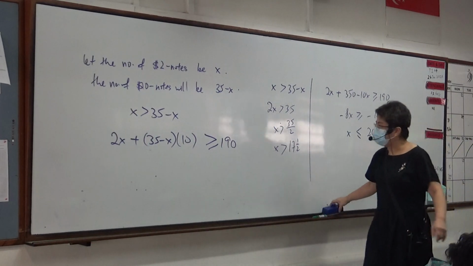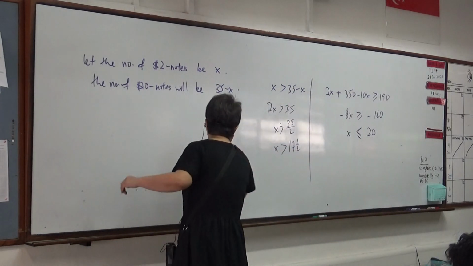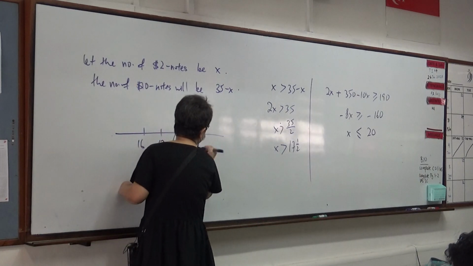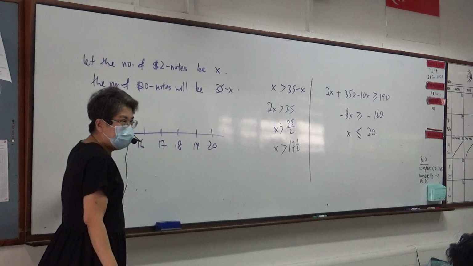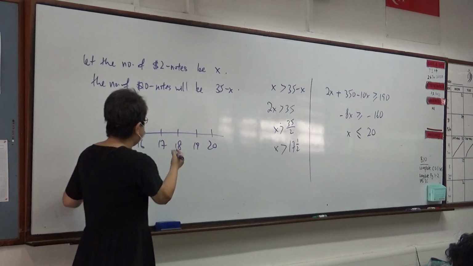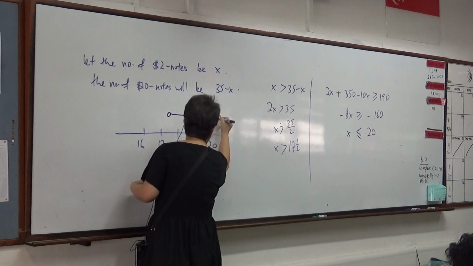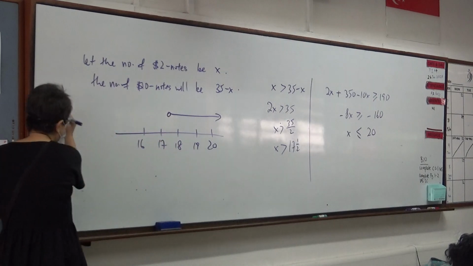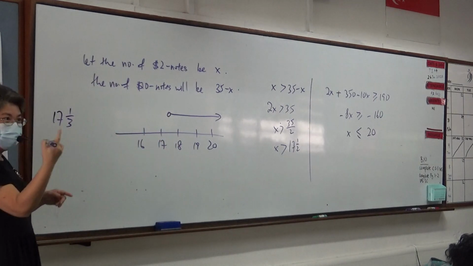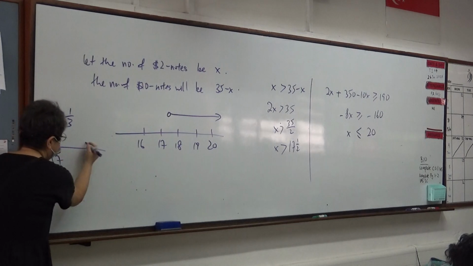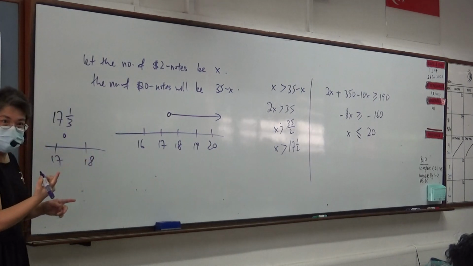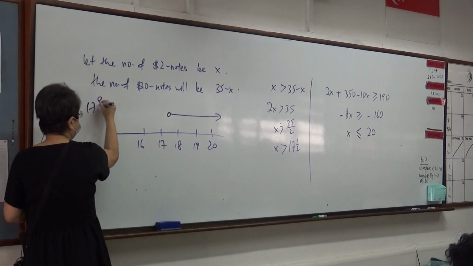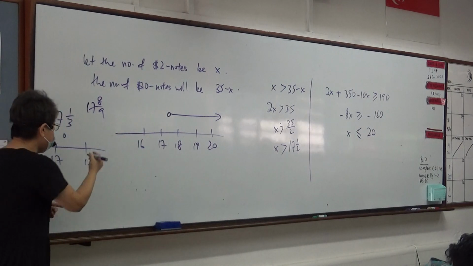Correct? Now, I'm going to draw the number line there so that you can see better. 16, 17, 18, 19, 20. Bigger than 17 and a half will be like that, right? We must see properly. 17 and a half means here. Now, class, I'm very particular. If it's 17 and 1/3, it must be nearer to 17. Understand what I'm talking about? If it's 17 and 8 over 9, then it must be nearer to 18.